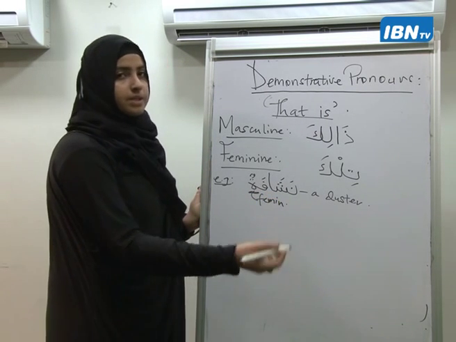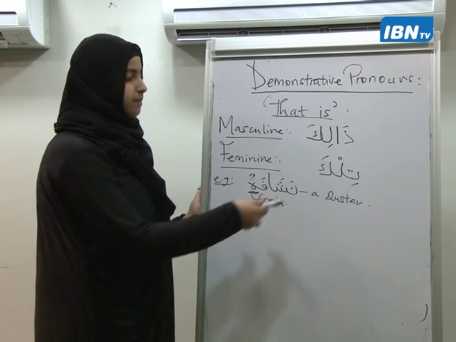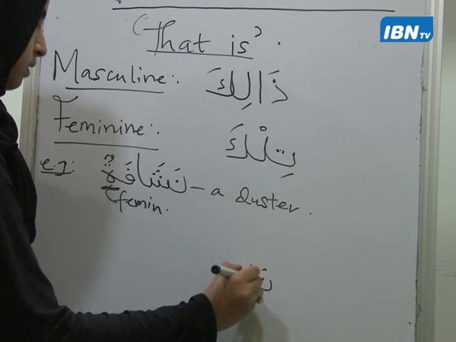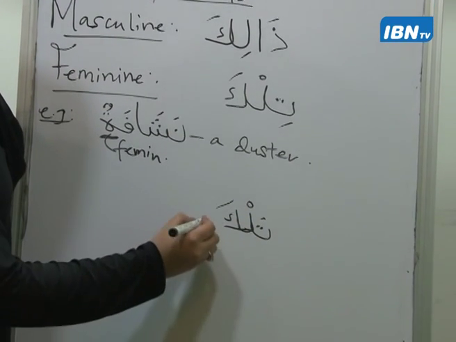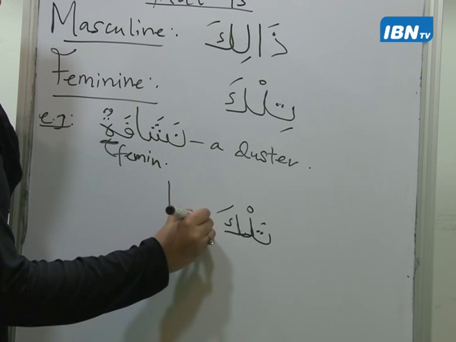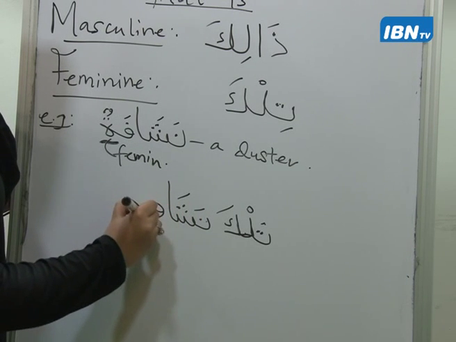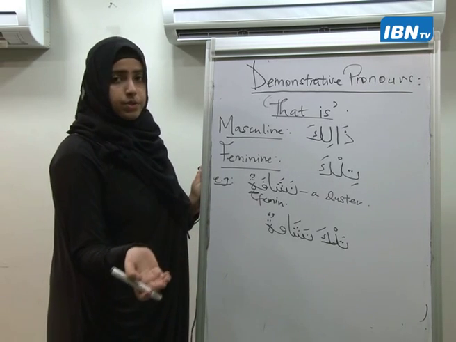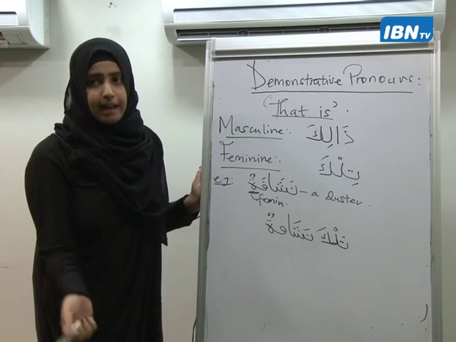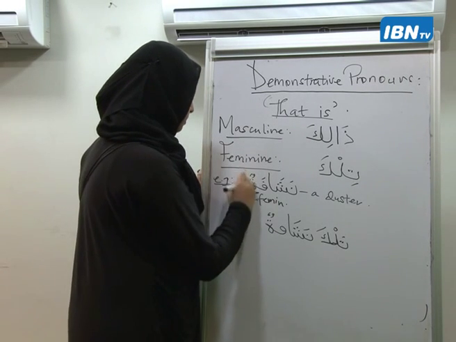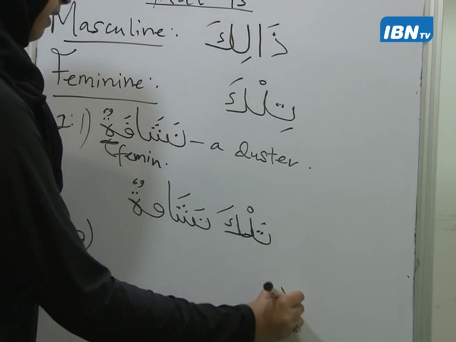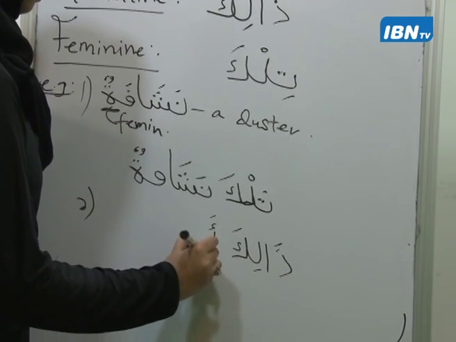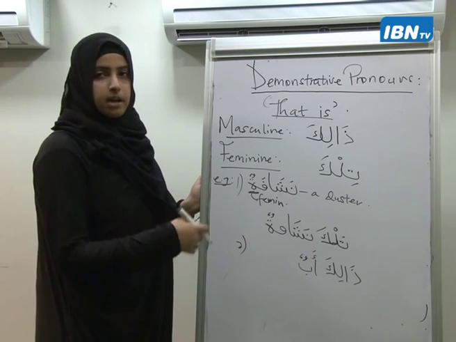So obviously, if I want to say that is a duster, I'll say tilka nashafatun, which means that is a duster. But what if I want to say, for example, that is a father? I'll use the masculine. I'll say dhalika abun. That is a father. ذلك أب means that is a father.